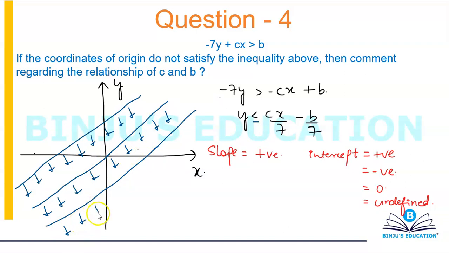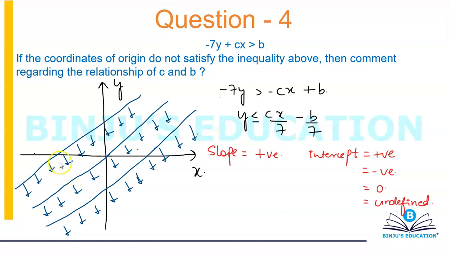So I have also drawn below the line. Now the question is, if the coordinates of origin do not satisfy the inequality. What this basically means is that the origin should not lie in the region which you have taken for consideration.